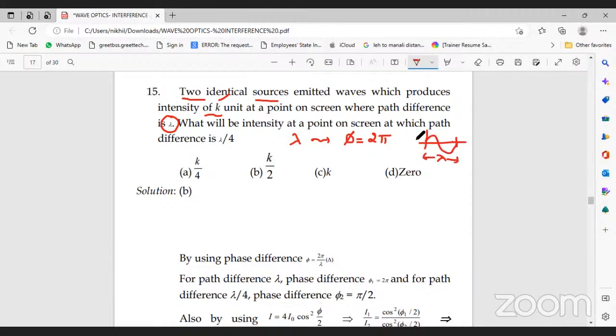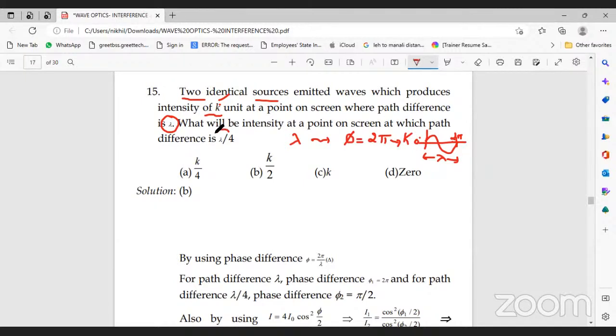So if this is lambda, this is 0 degree and this is 2 pi. So for lambda, you can write the phase difference as 2 pi. For this phase difference 2 pi, what is the intensity? K.